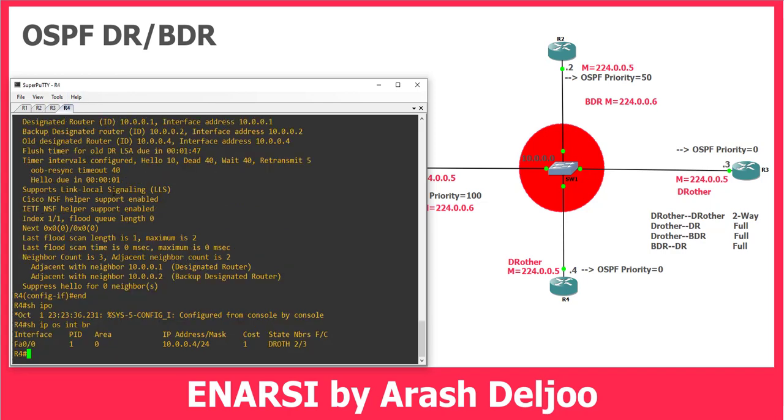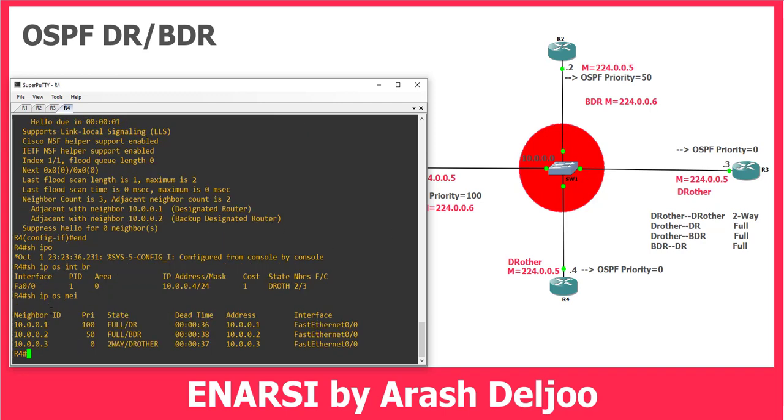Let me go to router 4. Show IP OSPF neighbor. As you can see, again here we have 3 neighbors: router 1, router 2, router 3.